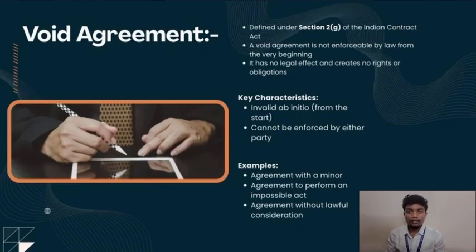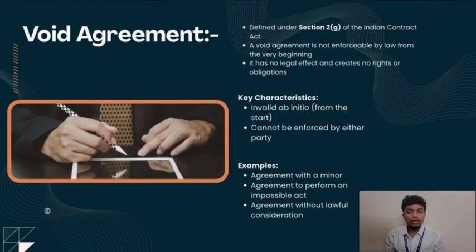Even if both parties agree, the law does not recognize it, and it has no legal effect and creates no rights or obligations. Neither party gets any legal rights, and neither party has any legal duties to perform under the agreement. A key characteristic is that it is invalid ab initio, from the start. Ab initio means from the beginning. The agreement was never valid, not even for a short time, and cannot be enforced by either party. No party can go to court to force performance of the agreement, and the court will treat it as if no agreement exists.